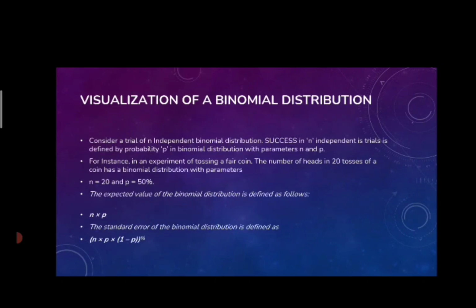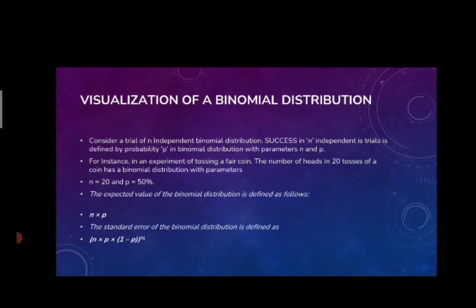Visualization of a binomial distribution. Suppose we consider a trial of n independent binomial experiments. Success in n independent trials is defined with the probability p in a binomial distribution with parameters n and p. For instance, in an experiment of tossing a fair coin, the number of heads in 20 tosses of a coin has a binomial distribution with parameters n is equal to 20 and p is equal to 50%.